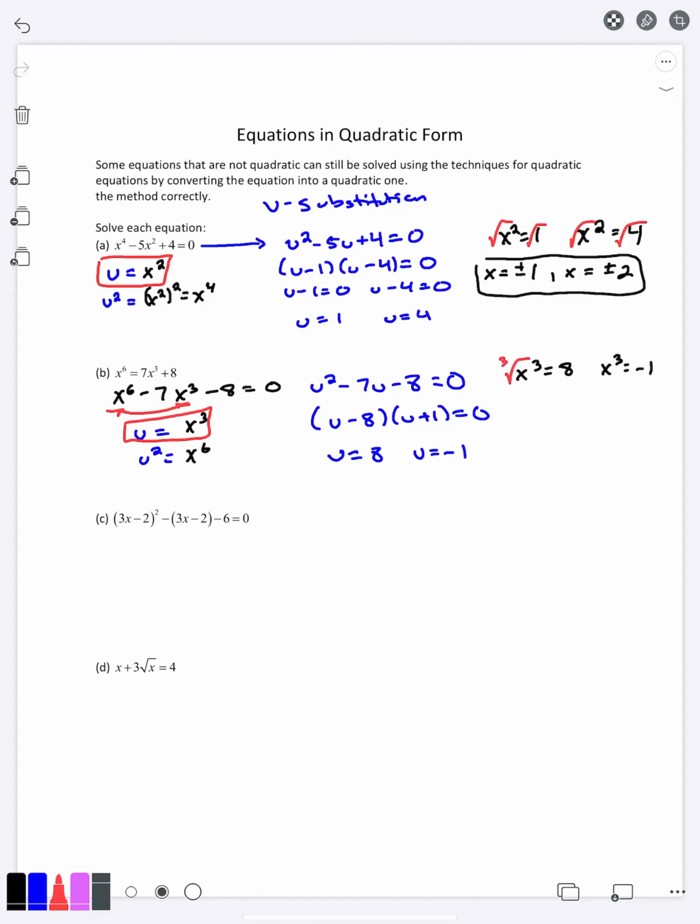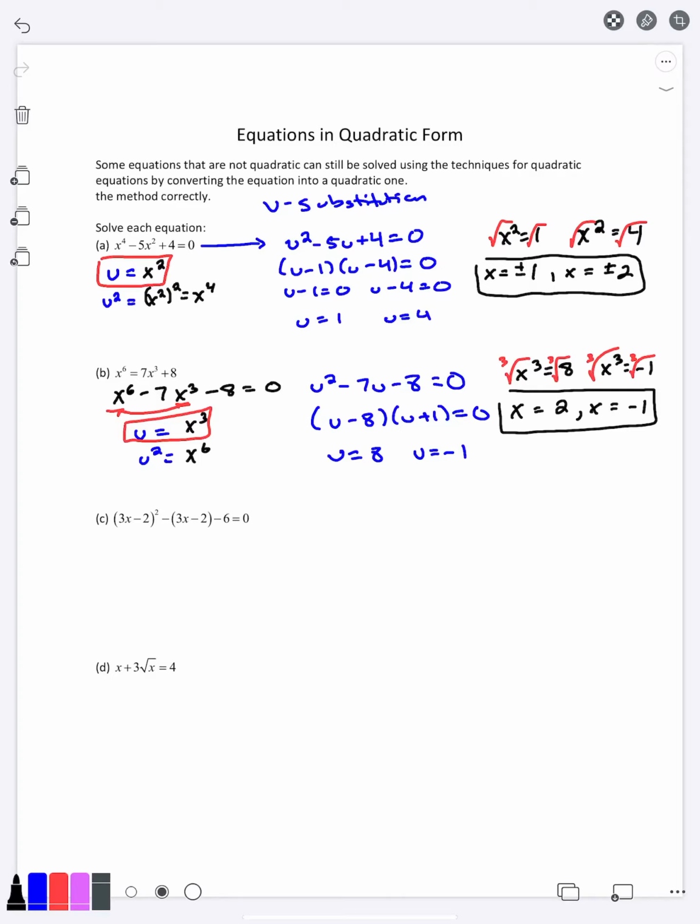And this time, instead of square rooting both sides, I'm going to cube root both sides. And remember, when you're doing a square root or an even root, you put plus or minus. But when you're doing an odd root, you don't have to. And so therefore, we get x is 2 and x is negative 1.